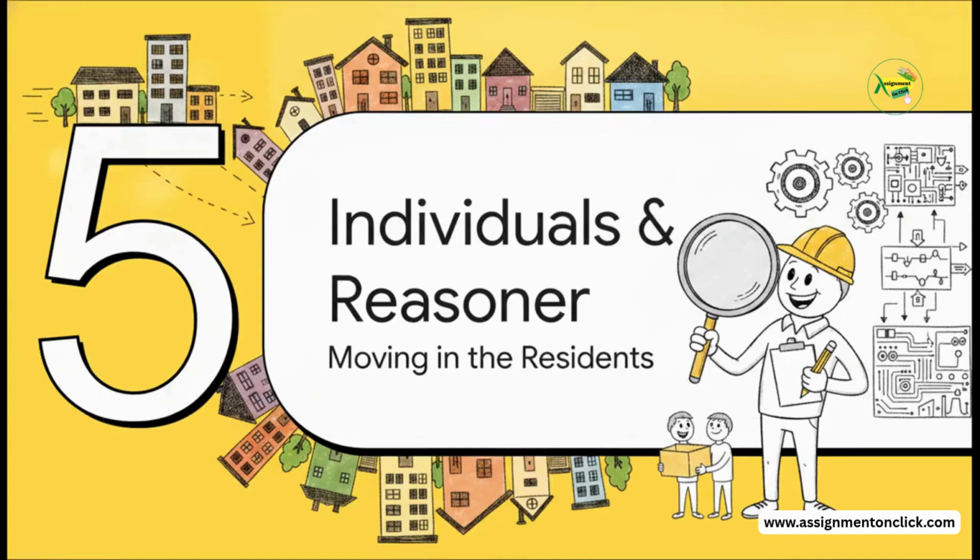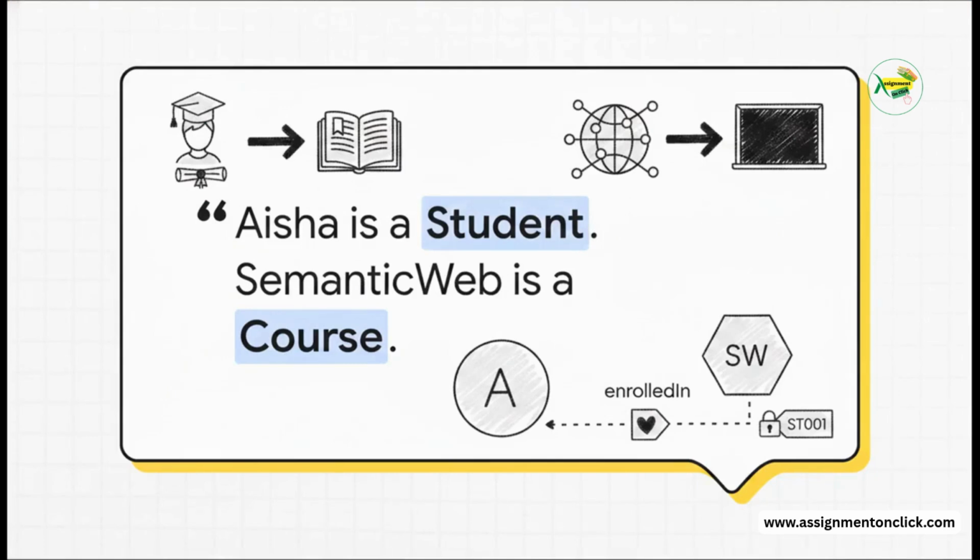Step 5. Individuals and reasoner. Let's move some residents in. We've got our rules, so let's add the data. Over in the Individuals tab, we create our specific residents. We create an individual named Aisha, and we say she's a student. We create semantic web and assign it to course. Then we link them up using the properties we just wired together. Aisha is enrolled in semantic web, and her ID is ST001. We literally just turned abstract rules into a concrete, totally understandable statement.